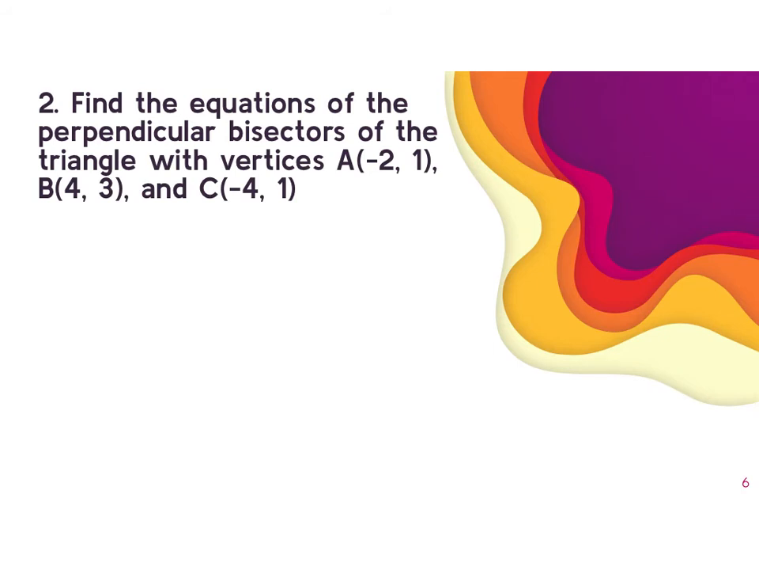Example number 2, find the equations of the perpendicular bisectors of the triangle with vertices A, B, and C. So in this case, we are looking at 3 points A, B, and C, and we want to find all of the perpendicular bisectors. So we're going to find equations for each of those lines. When we do that, we're going to be looking at AB, we're going to be looking at BC, and we're going to be looking at AC.